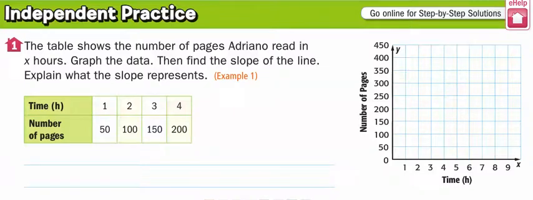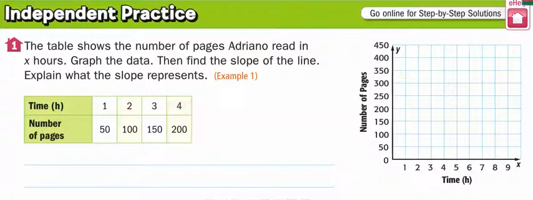This homework assistance video is for the hot and mild problems for lesson 8, slope. So number 1 says, the table shows the number of pages Adriano read in X hours. Graph the data, then find the slope of the line. Explain what the slope represents.